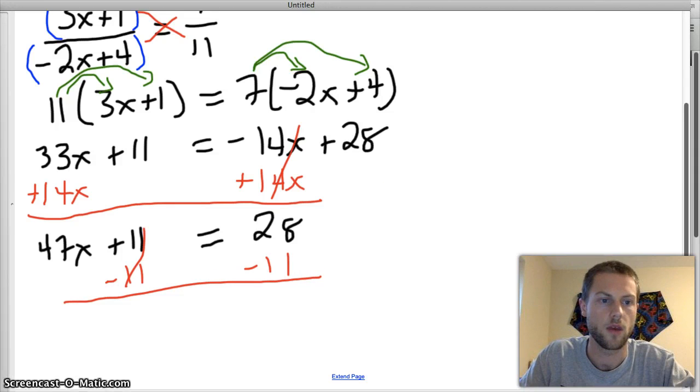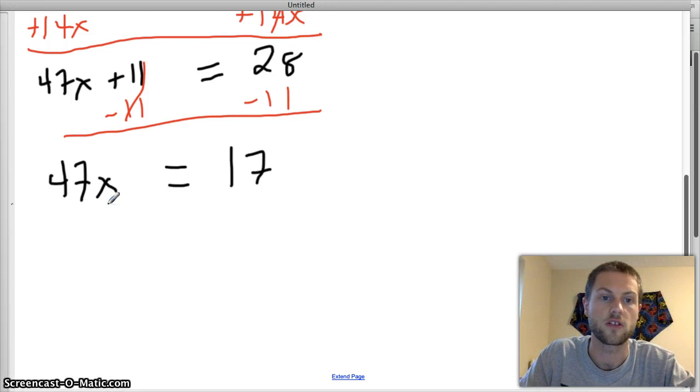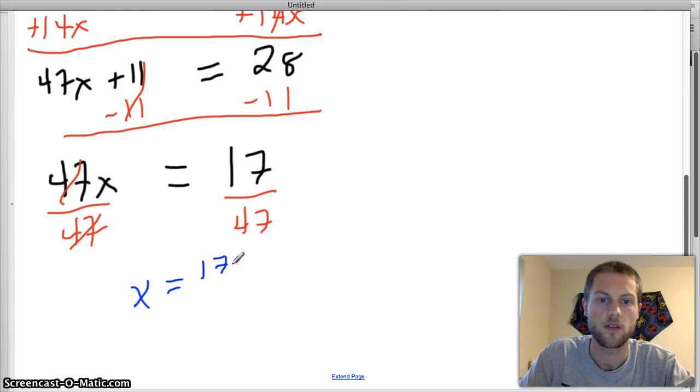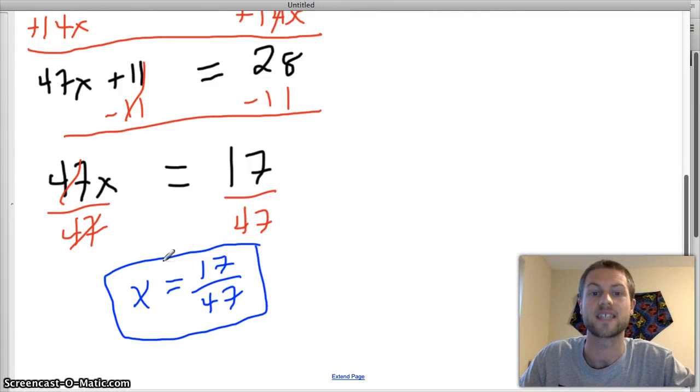That goes away, and now I'm left with 47x equals 28 minus 11, which gives me 17. Last step here to get the x by itself is to divide by 47 on both sides. This is going to go away, and for a final answer I get x equals 17 over 47. Notice I'm not going to punch this through my calculator and give me a decimal, because this is my exact answer. It's kind of a nasty looking fraction, but that is the exact answer to my original problem, and that's what I'm going to be left with here. So there you go.